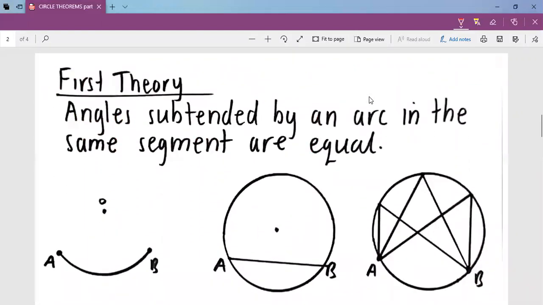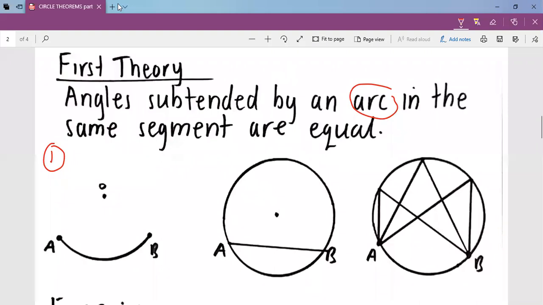The first theorem says angles subtended by an arc in the same segment are equal. Now, when we talk about an arc, look at number 1. Number 1, which I've just written, is representing for us an arc. An arc is a portion of circumference. So if it was circumference, it would have gone like that. So an arc is a portion of circumference.